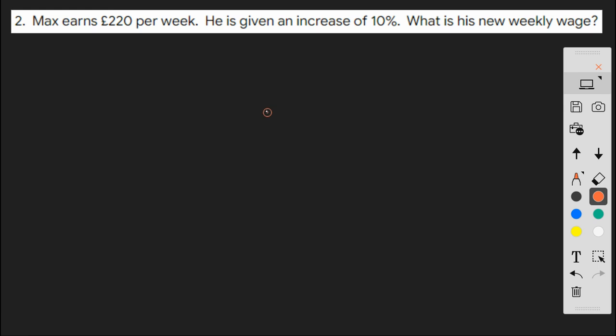Okay, we've got a nice solid percentage increase question. So Max earns £220 per week. He's given an increase, so that means we're adding something. And when we've done that, we end up with his new wage. So we need to work out what this number is. Well, we're told his increase of 10%. So he's given an increase of 10%. So we need to be able to work out what 10% of 220 is.